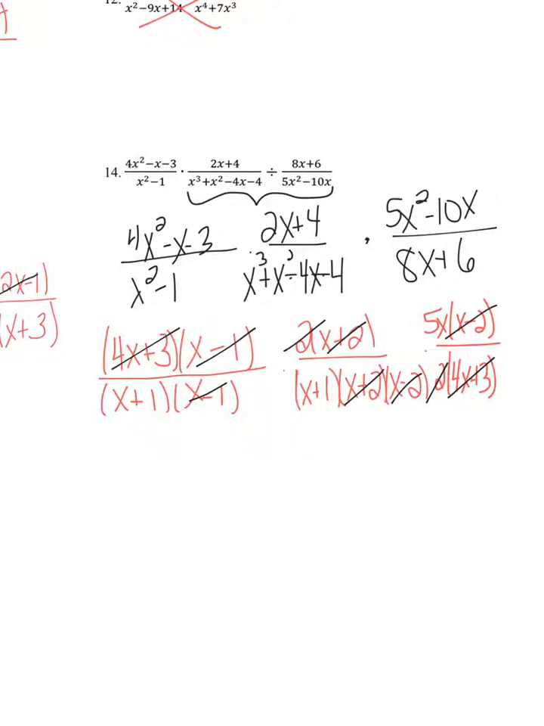So on the top, I'm left with 5x. And on the bottom, I can't cancel the x plus 1's because they're both denominators. You have to cancel numerators with denominators only, or vice versa. But it can't be two numerators or two denominators. So I have x plus 1 times x plus 1, which I'm just going to write as x plus 1 squared. Same thing.